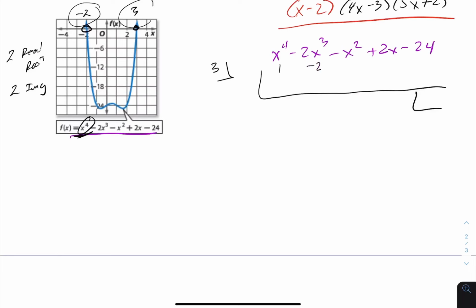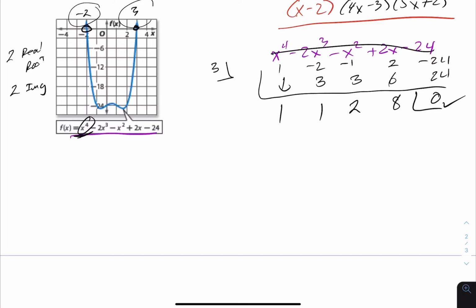So 1, -2, -1, 2, -24. Bring the first one down. 1, multiply 3, add down 1, multiply 3, add 2, multiply 6, add down 8, multiply 24, and it works. 0. Remember what happens when you do this once, right? You went down a level. So I'm not going to use this. This is done for me. It went down a level. I'm x cubed plus x squared plus 2x plus 8. That's where we're at now.